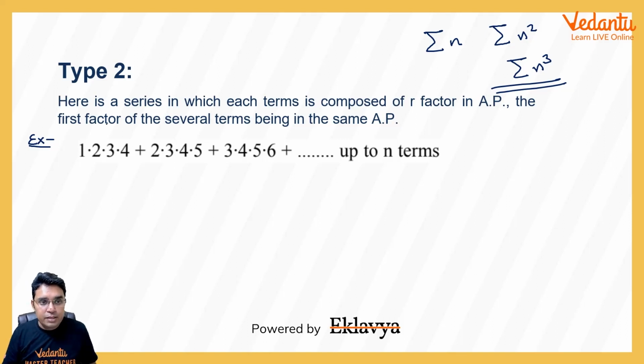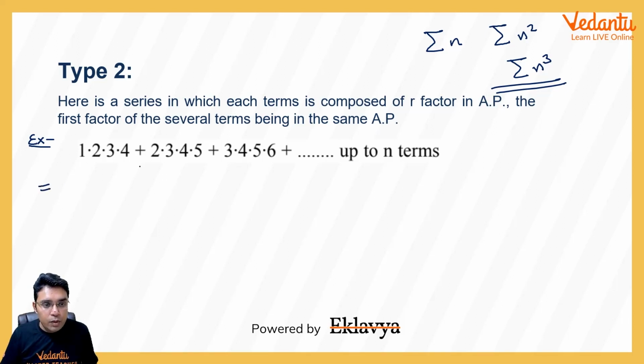Please see, first here there will be a series in which each term is composed of r factors in AP, the first factor of several terms being in the same AP. So the term which you are seeing is the same as was there in type 1, except here we are seeing them in the numerator. Earlier it was there in the denominator. Now what is to be done, please see.